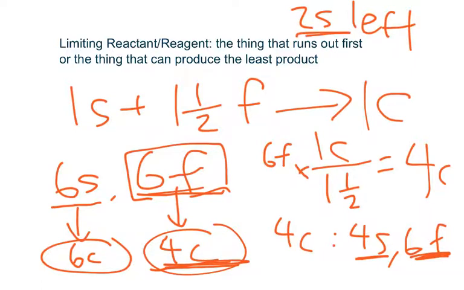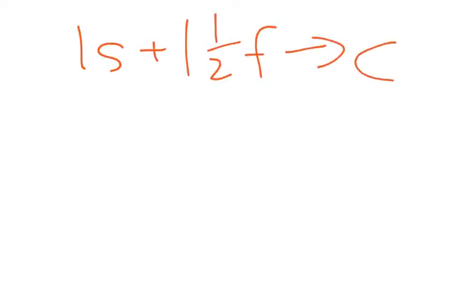So let's try another example. So I'm going to rewrite this: 1 cup of sugar plus 1.5 cups of flour makes 1 cake. So what if I had 2 cups of sugar and 4 cups of flour? What would be our limiting reactant then? Well, it's a little bit more complicated, but we can do this.